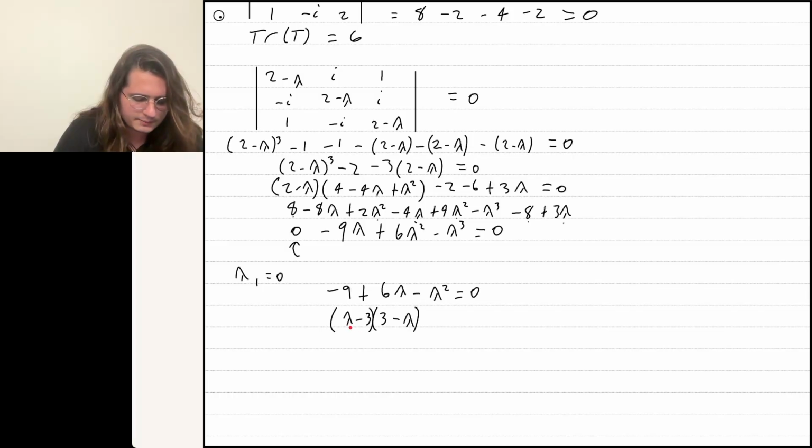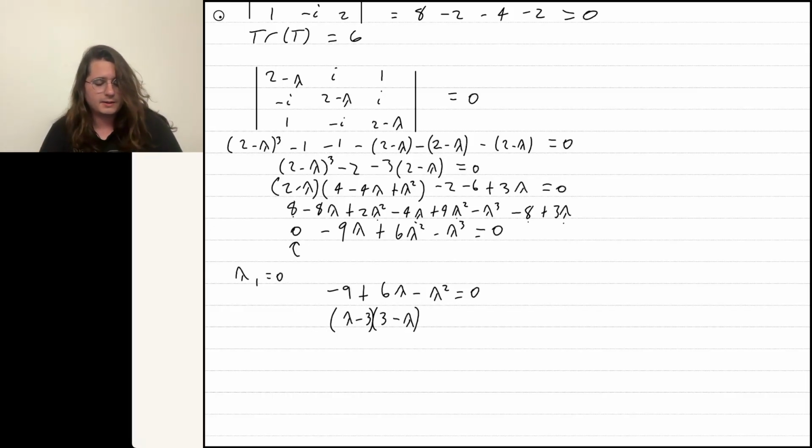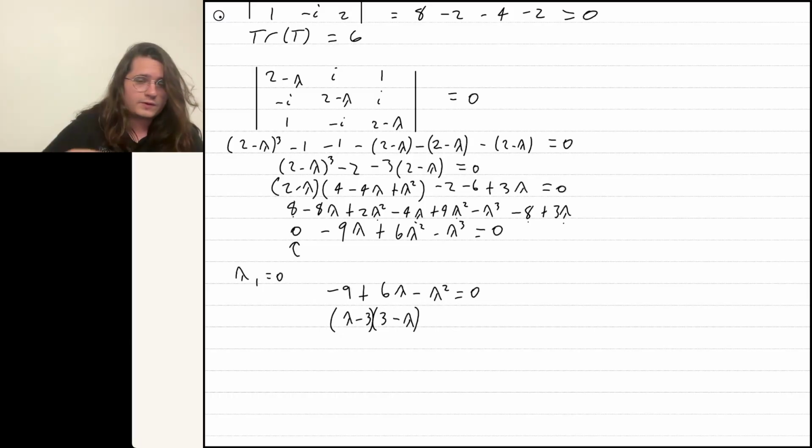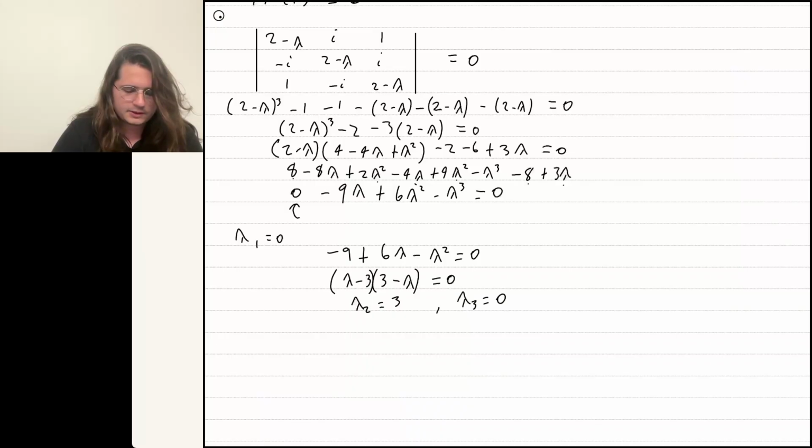So it's lambda times (3 minus lambda) times minus 3. That gives you 6 lambda. And then the minus 3 times 3 term gives you the minus 9. And then the lambda times the minus lambda term gives you minus lambda squared. So that is a good factorization, which is telling us that there is another solution at lambda equals 3, and also another solution at lambda equals 3.